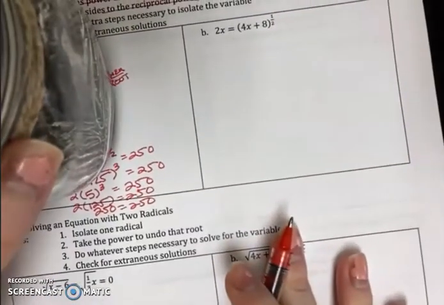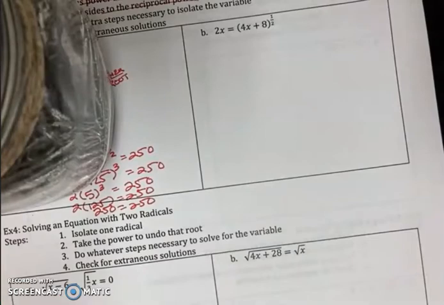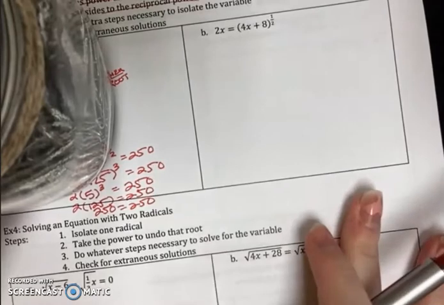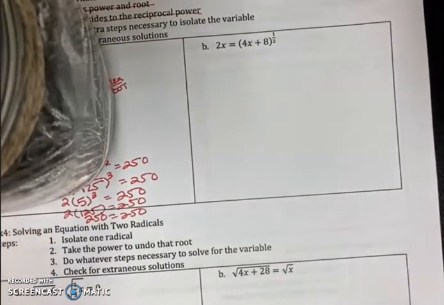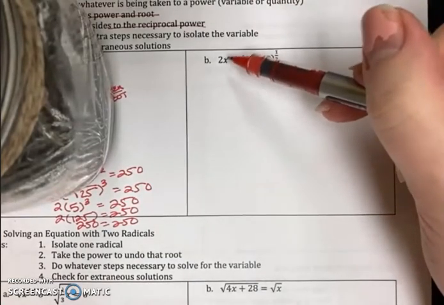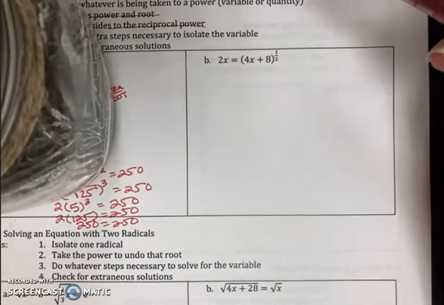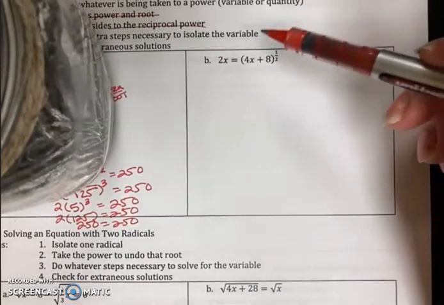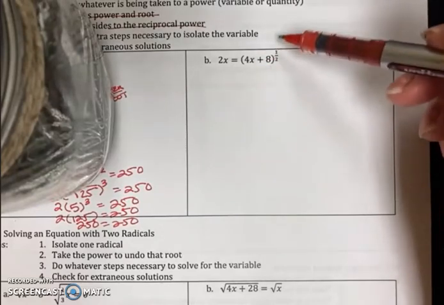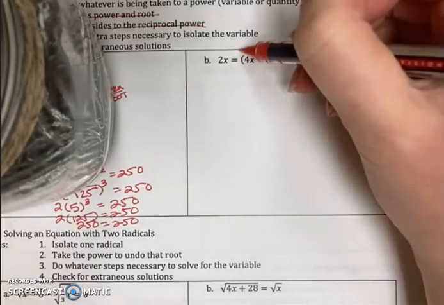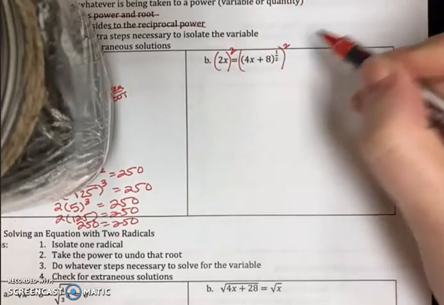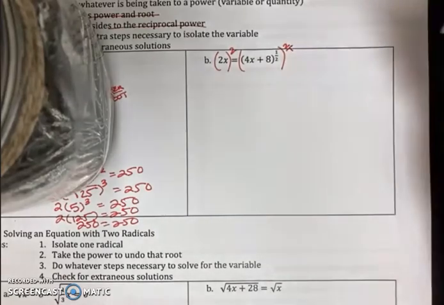Okay. B. The thing that's being raised to a power is already by itself. Now there is an x over on this side, so that's going to come into play later, you'll see. But this right here is already isolated. To undo the 1/2 power, I'm going to square each side because the reciprocal of 1/2 is 2 over 1, or that's just 2.